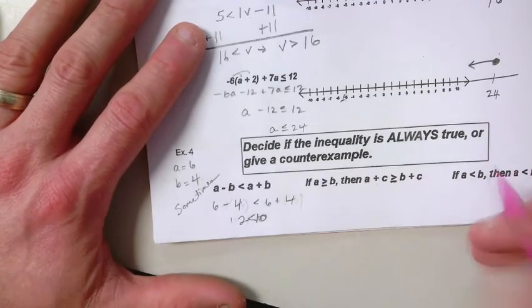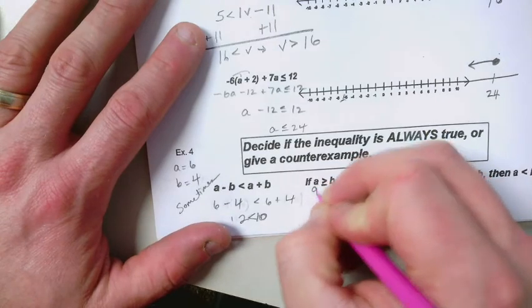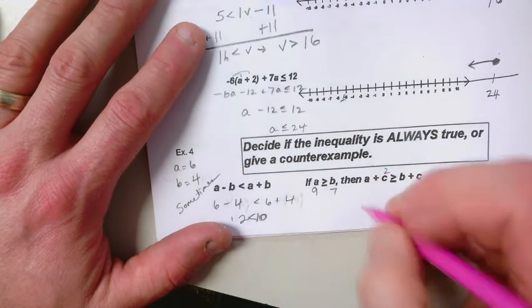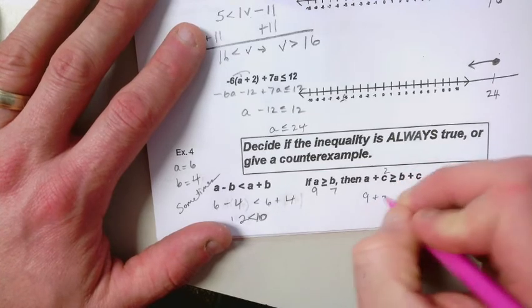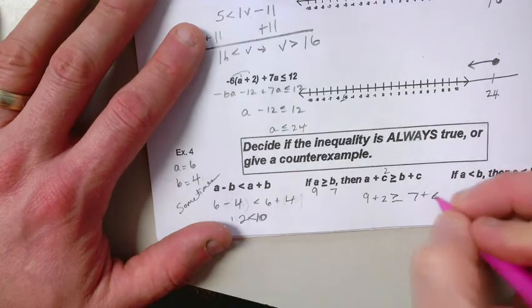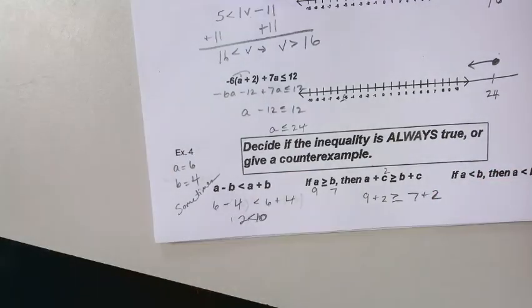Let's just pick some numbers out. Let's say that this is 9 and 7, and C will be 2. Okay? So 9 plus 2, is that bigger than or equal to 7 plus 2? And the answer is that will always be true. 11 will always be greater than 9. Okay? So again, the second one is always true.